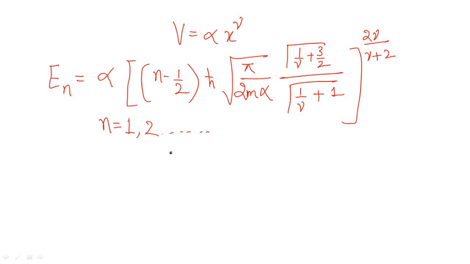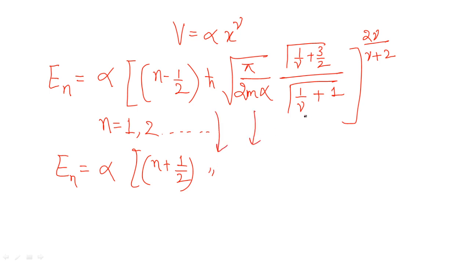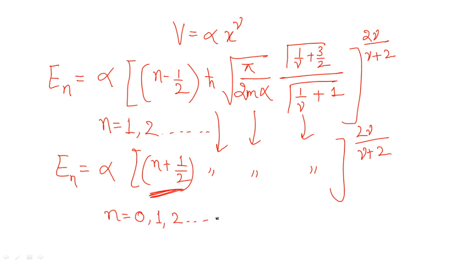Alpha is some constant. Next, in the same way you can have the energy expression alpha and then only one change in that expression, that is n plus half. The rest of the things remain as they are. No change, not even in the power. Everything is the same. But what is different? This term and the allowed values of n. They are going to start from 0, so 0, 1, 2 and so on. That's how you are going to have the n values.